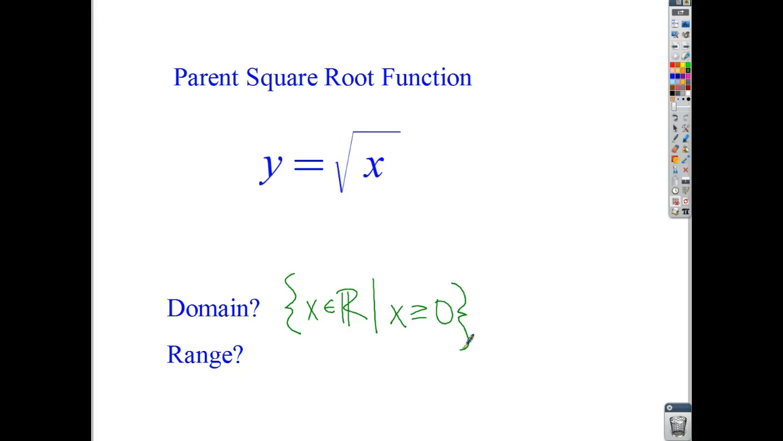So if that's the case, then what type of numbers are we going to get out of here? If I plug in 0, y is going to be 0. If I start plugging in positive real numbers in here, I'm going to end up with positive real numbers here. So I know that my range here will also be, y is an element of the real numbers such that y will also be greater than or equal to 0. There we have it.